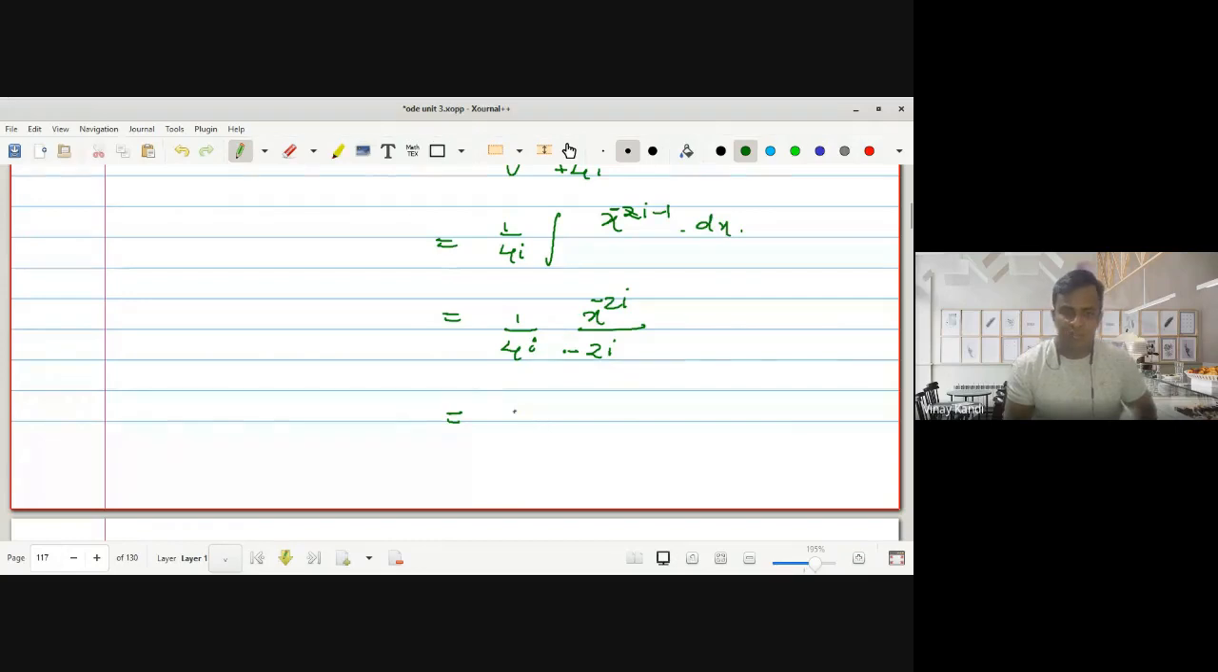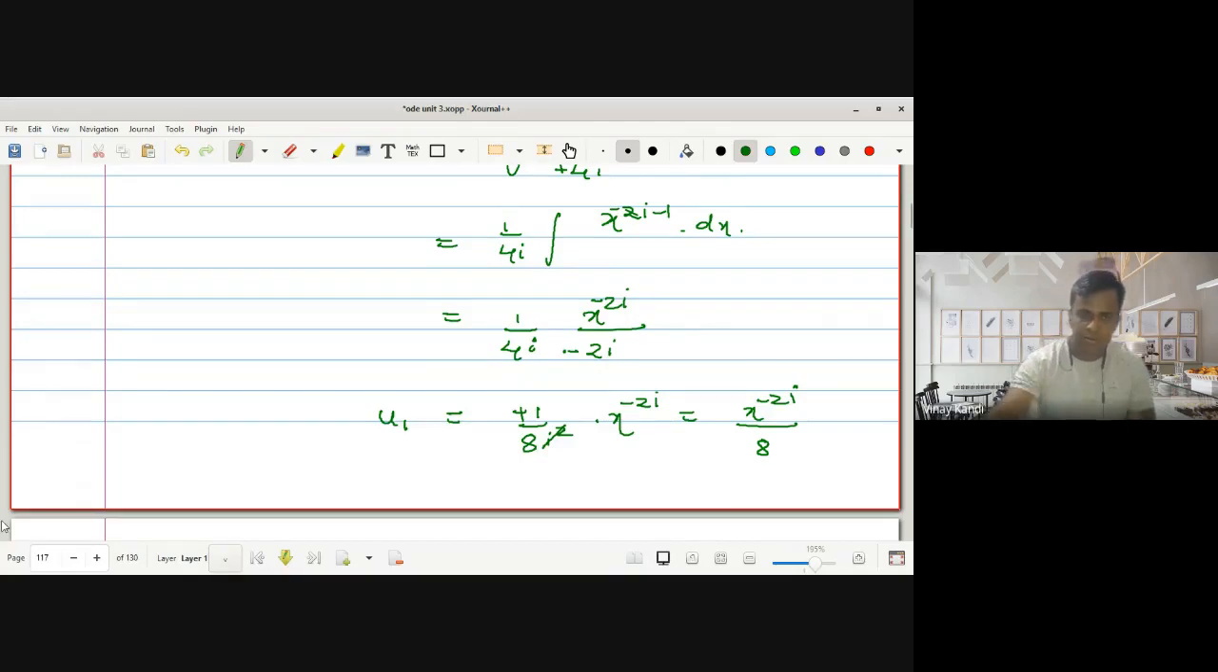In the calculation, 1 upon 4 into 2 into 8, i into i squared is minus 1, so this is cancelled. This is into x raised to minus 2i, so that is equal to x raised to minus 2i upon 8. So this is the value of u1.